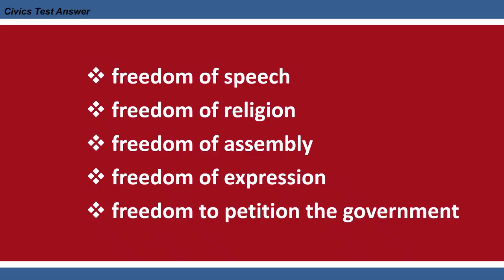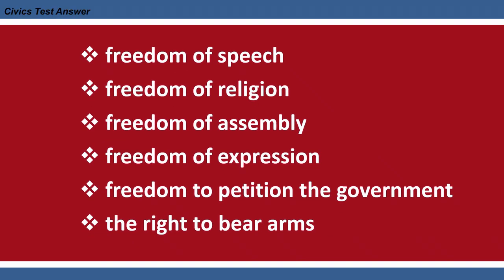There are 10 amendments in the Bill of Rights, and all of them protect the rights of people living in the United States. For example, the Second Amendment protects the right of people living in the United States to bear arms. In other words, people in the United States have the right to own and carry weapons, such as guns. Like First Amendment rights to freedom of speech, religion, assembly, expression, and petitioning the government, the Bill of Rights protects the right to bear arms for people living in the United States.